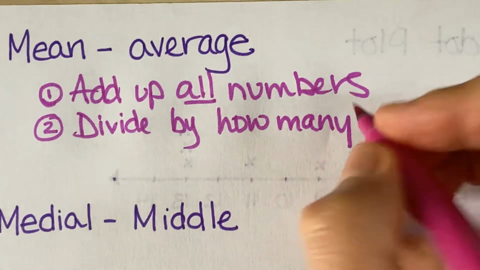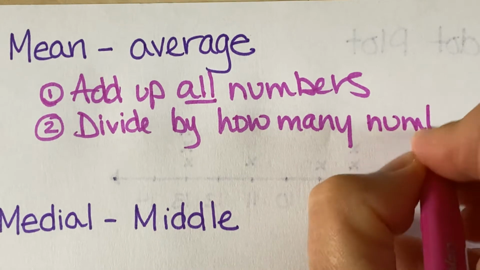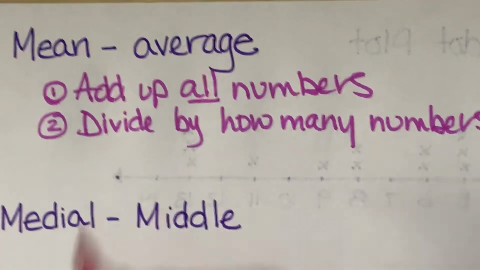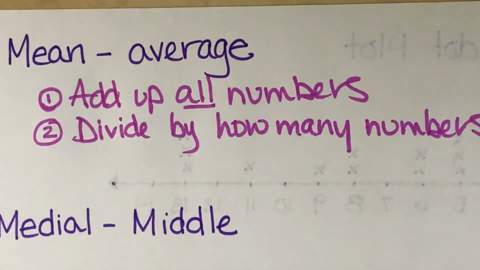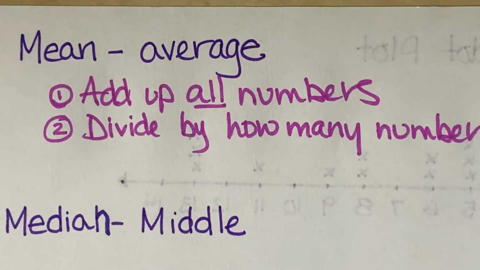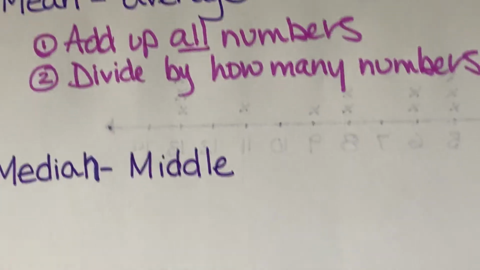There we go. Okay, and we're going to do a mean, a median, and mode problem in a minute. I put medial instead of median. We're going to make this median, not medial. There we go. Okay, so mean is your average. That's when you add up the numbers.